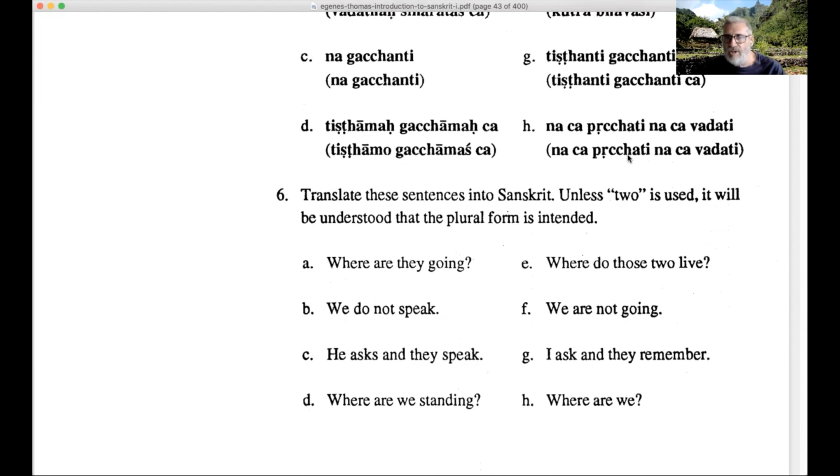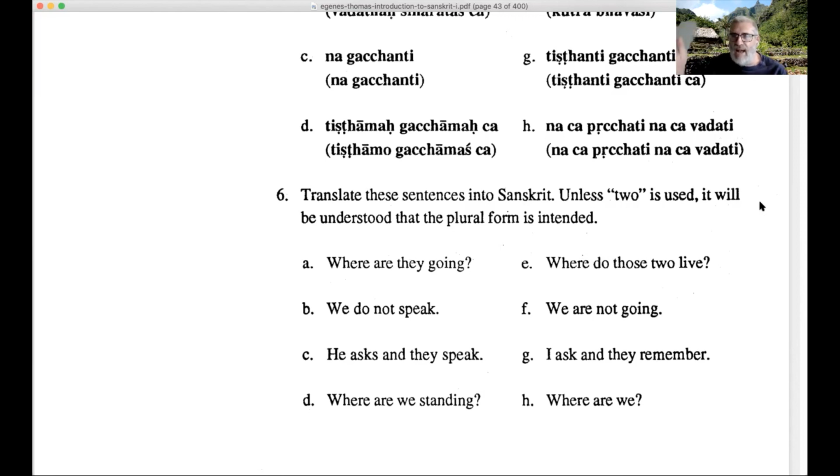Okay. So now, na cha prichati, na cha vadati. This is third person singular, which means he, she, or it. Asks. So that means he or she or it doesn't ask. Na cha prichati, na cha vadati means and does not speak. He or it does not speak.